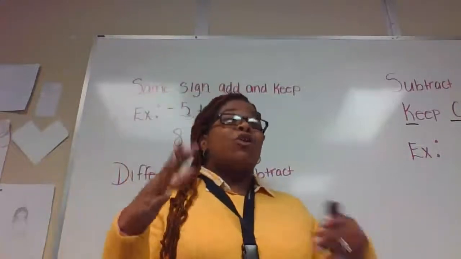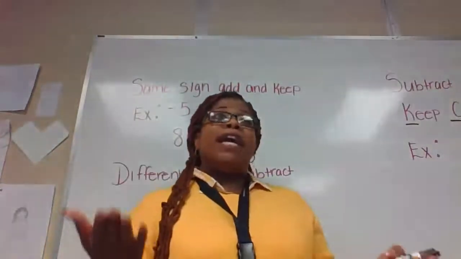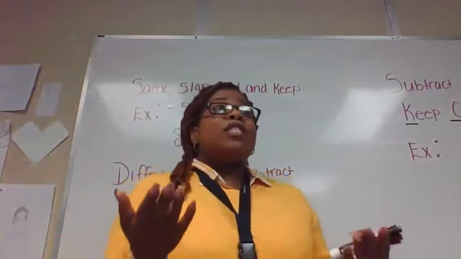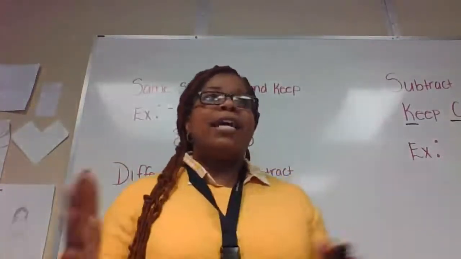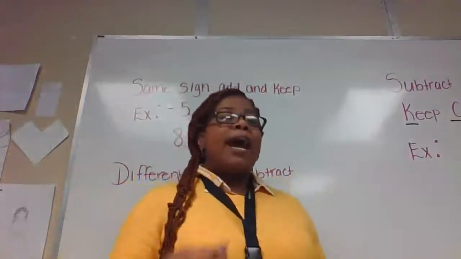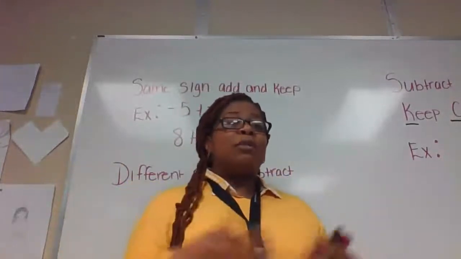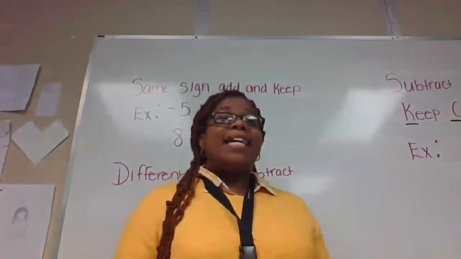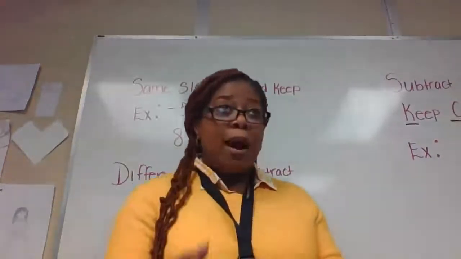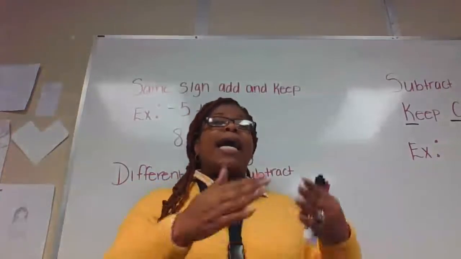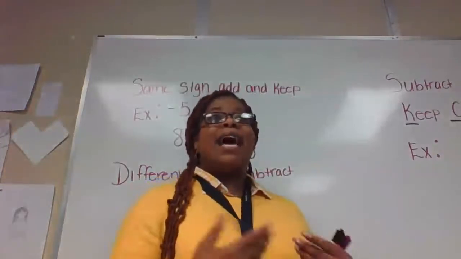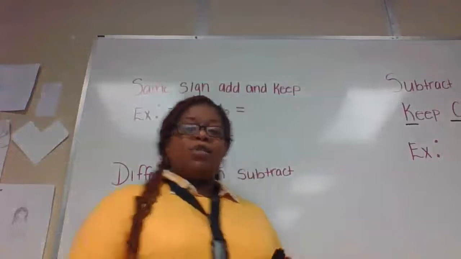-2. Okay, so you have -3 and you have -2. Both of those numbers have the same sign, and the sign that they have is a negative sign. When the two numbers have the same sign, and it is an addition problem, we simply add the two numbers together and keep the sign that both numbers have. And this is what that looks like.